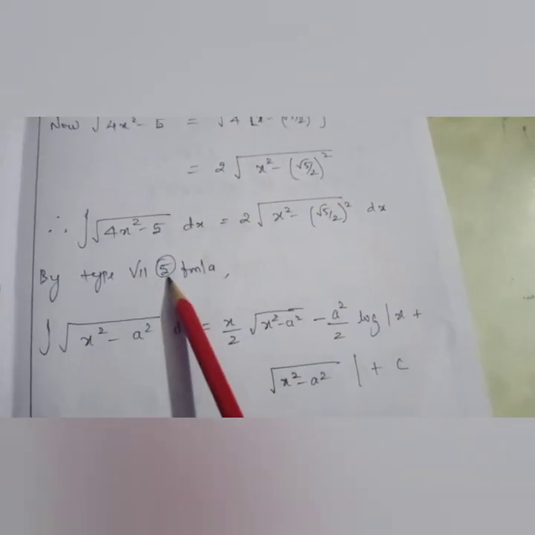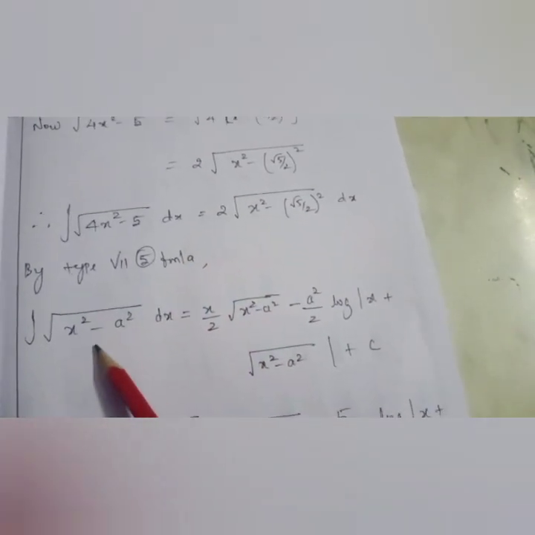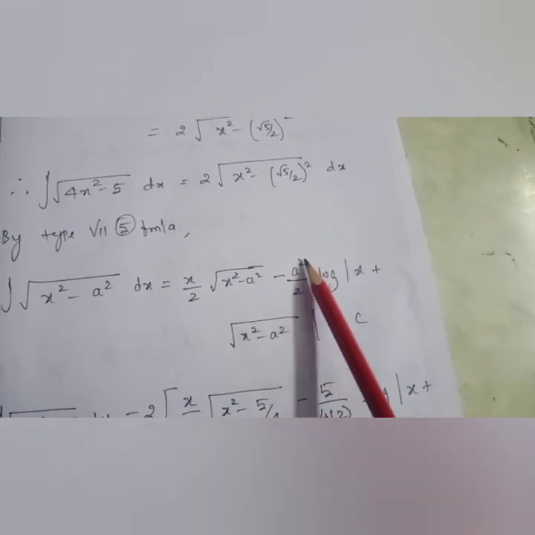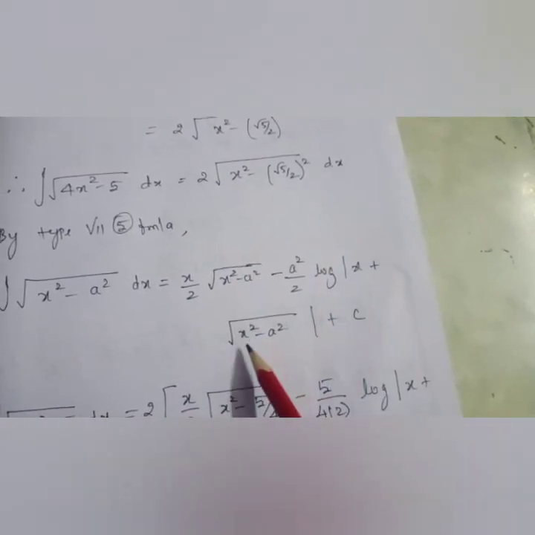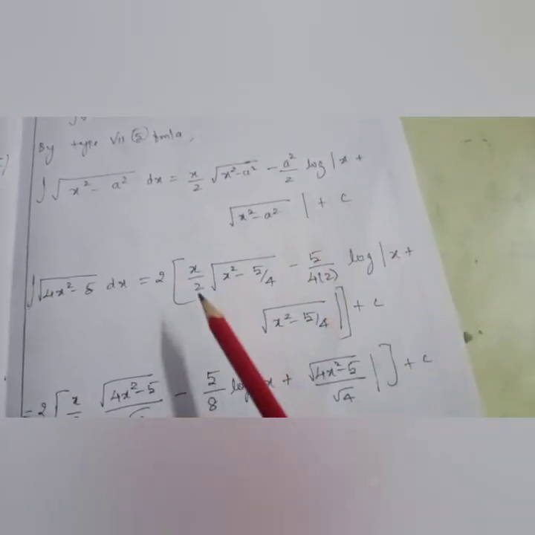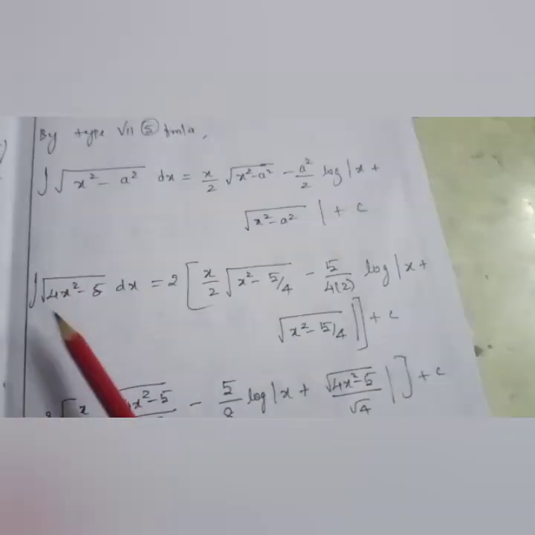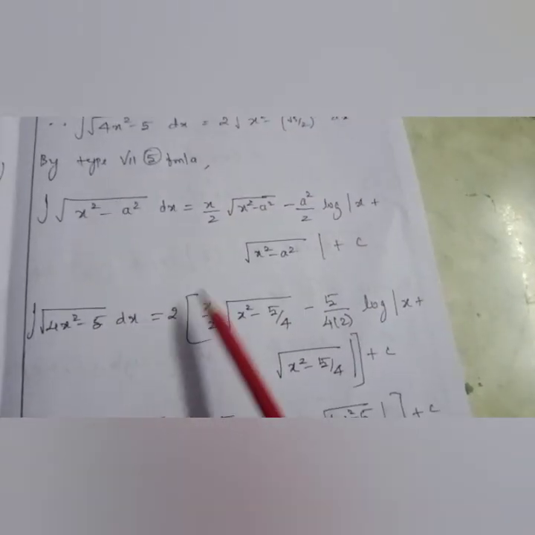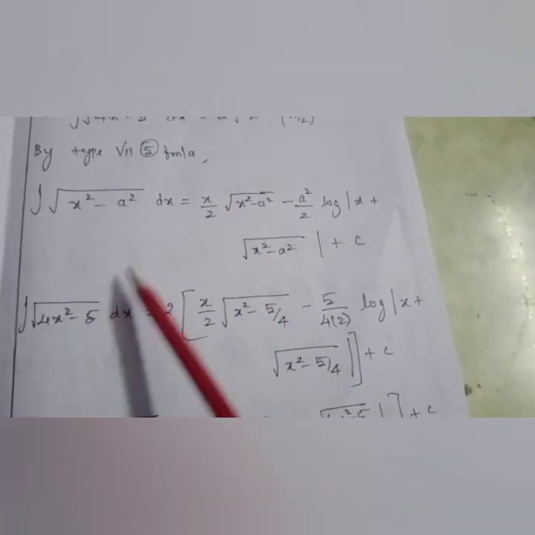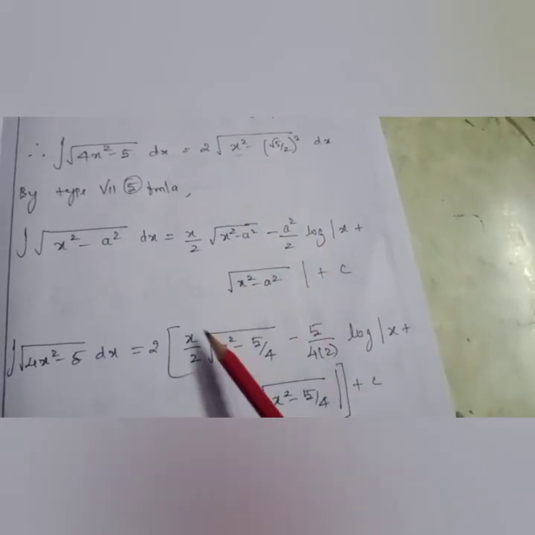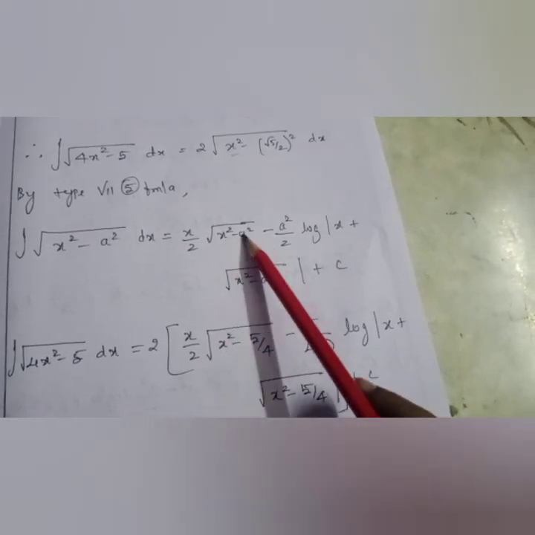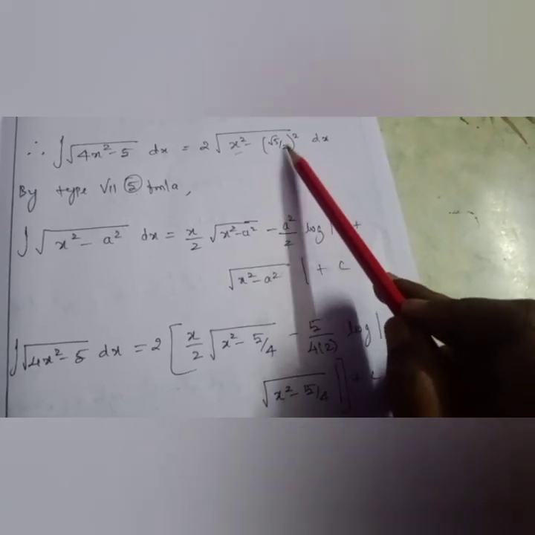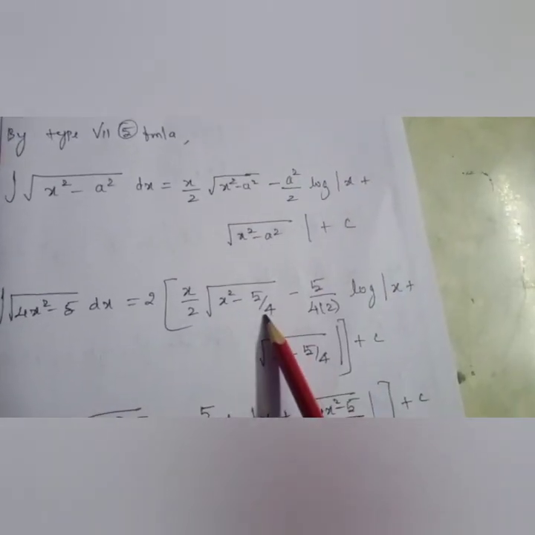Now my question has got this form. Now by type 7, fifth formula, integral of root of x square minus a square dx is equal to x by 2 root of x square minus a square minus a square by 2 log x plus root of x square minus a square plus c. Now I will substitute with the given expression. So integral of root of 4x square minus 5 dx is equal to, I am having a 2 outside, so I will write it outside, bracket x by 2. I am having it to be x only after simplification. So here also x by 2. Root of x square minus a square. What is that? Root 5 by 2 whole square means root 5 into root 5, 5. 2 into 2, 4. So I am getting 5 by 4.